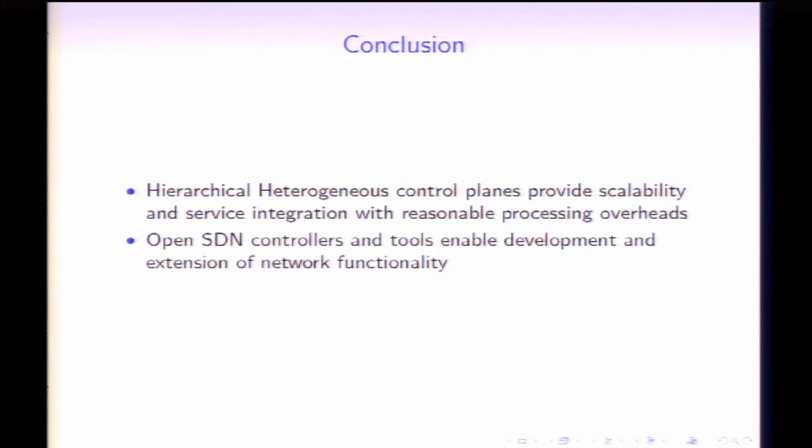So my conclusion is just 2 points. This hierarchical heterogeneous control plane does have reasonable amounts of overhead processing time, even though it does take a penalty hit compared to a single controller instance. But it does compensate by being able to handle more incoming requests, so it can scale out in a much better way. And we're able to implement this with Floodlight, this open SDN platform, which gives you a proof of concept of how open SDN promotes development of different types of experimental network technologies. So those were the 2 main things that came through.